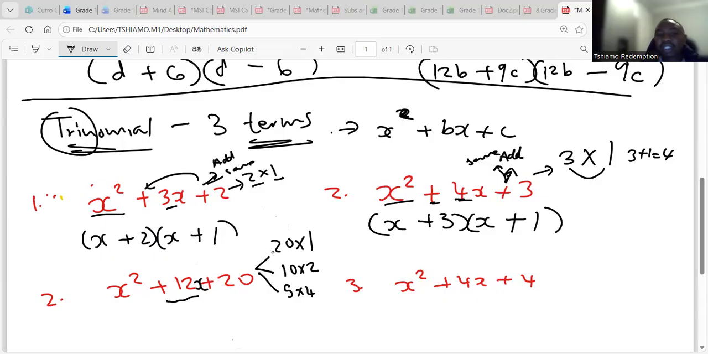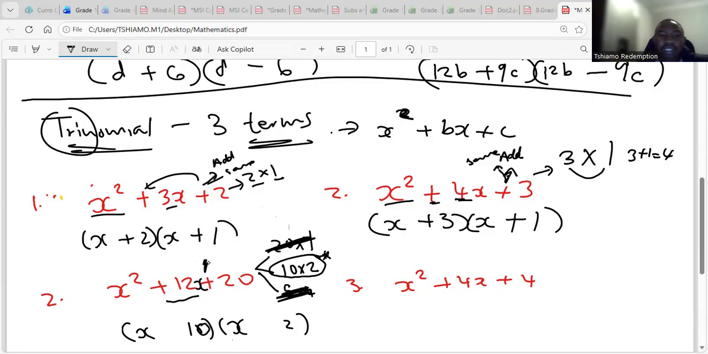So if I add 20 and 1, would it give me 12? No. If I add 10 and 2, would it give me 12? Yes. If I add 5 and 4, would it give me 12? No. So I'm going to choose this one as my factors. So I'm going to have x 10, x 2.